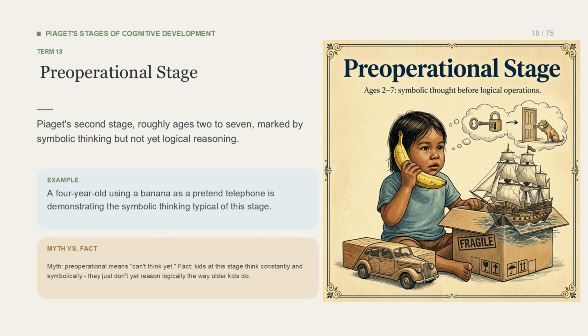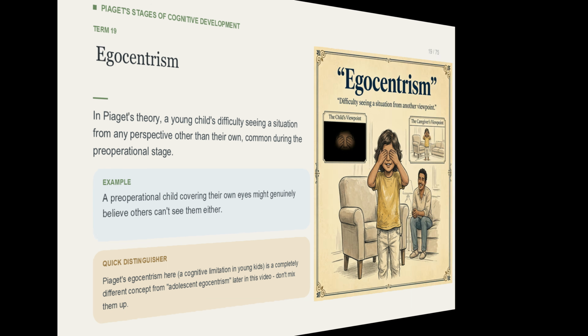18. Pre-operational stage. The pre-operational stage is Piaget's second stage, roughly ages 2 to 7, and it's marked by symbolic thinking but not yet logical reasoning. For example, a 4-year-old using a banana as a pretend telephone is demonstrating the symbolic thinking typical of this stage.